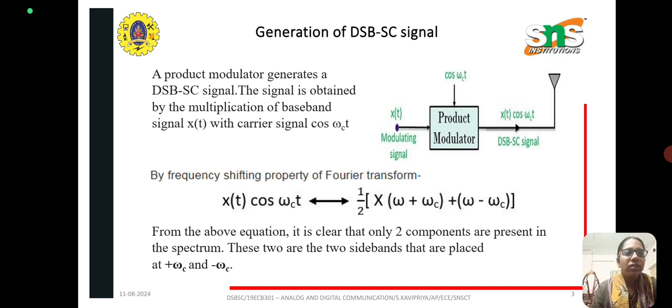Next is the generation of a double sideband suppressed carrier signal. A product modulator is used for this purpose. The input to the product modulator is a modulating signal and the other input is a carrier signal. The output is a double sideband suppressed carrier signal.